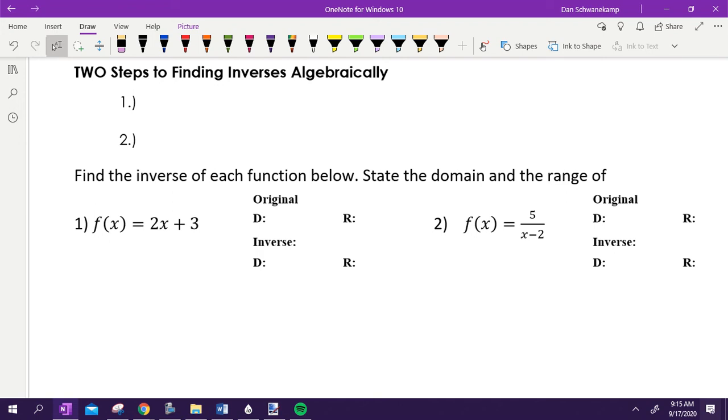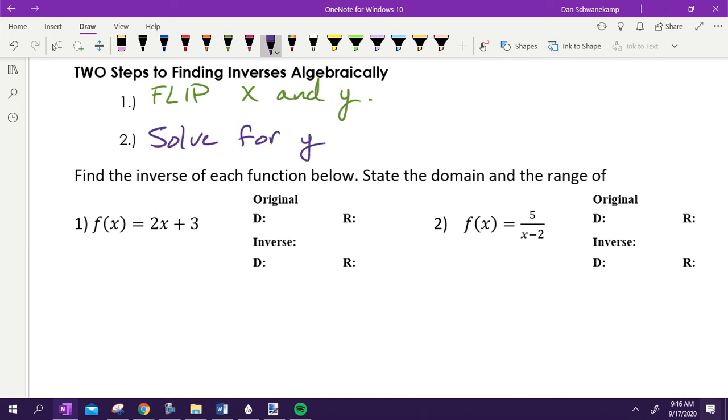2 steps to find an inverse algebraically. We're going to do this all the time from here on in your math career. Step 1, just like the front side, we are going to flip x and y. In our equation, we're going to take the letters x and y and flip their spots. Step 2, to find an inverse, we are going to solve for y. We're going to flip x and y, and we're going to solve for y.